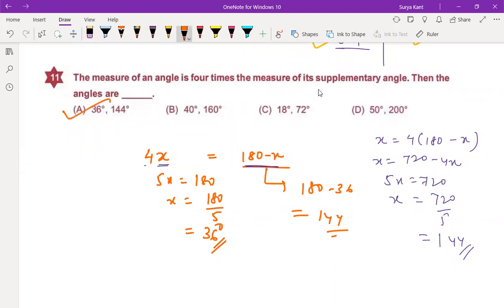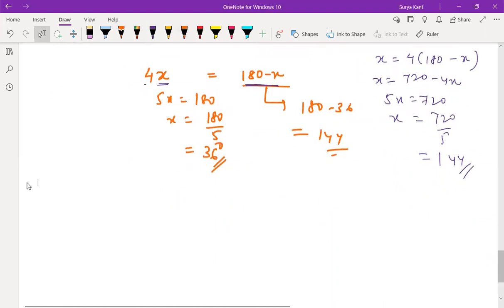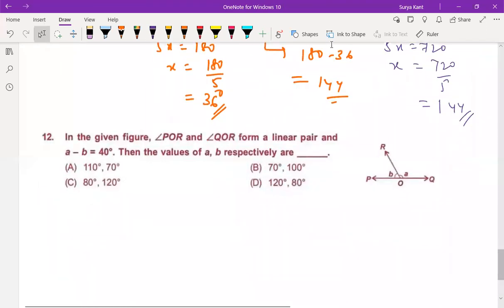Okay, we'll move to question number 12 now. Question number 12 is easy. All of you write in the chat box.